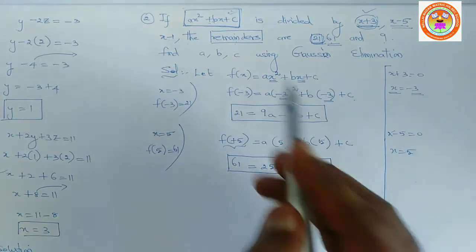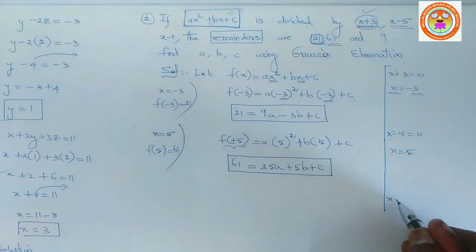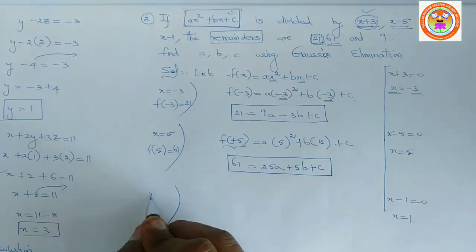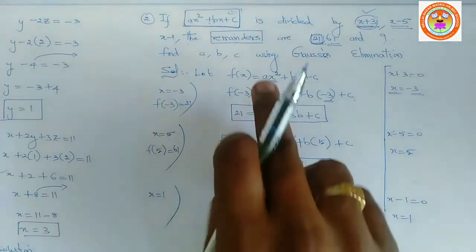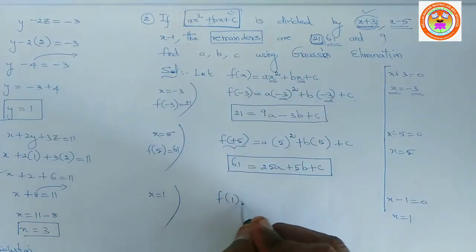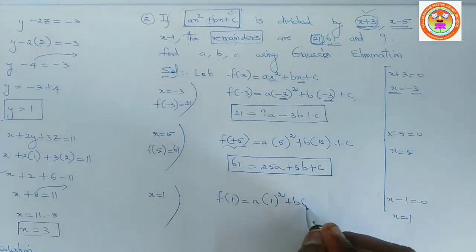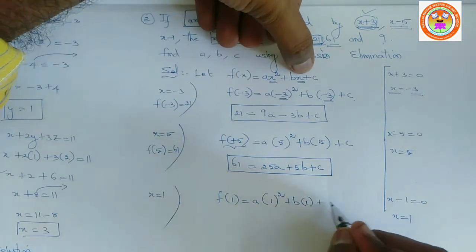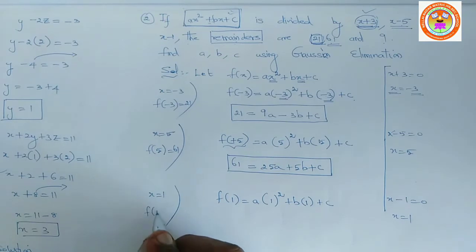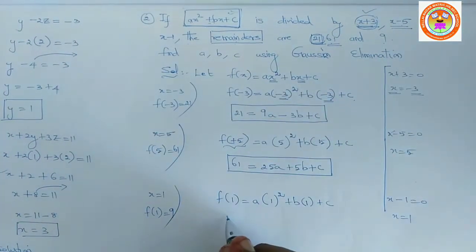And lastly we are going to divide using x minus 1. Since x minus 1 equals 0, x is equal to 1. Wherever x is present apply 1. So f of 1 is equal to a into 1 the whole square plus b into 1 plus c. What is the remainder we have got? We have got the remainder as 9. So f of 1 is equal to 9.